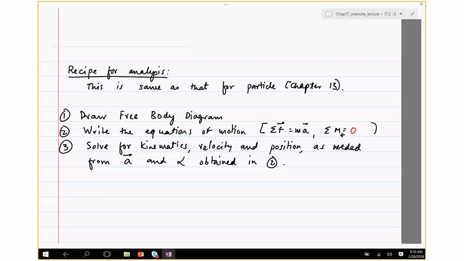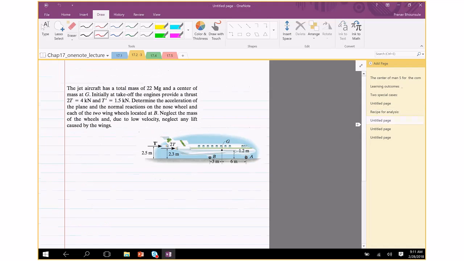And then finally, and this is optional, this step is optional. Sometimes you're asked to find velocity or angular velocities, in which case you got to take the equation, particularly this equation, and integrate that with respect to time, or sometimes displacement, to get velocity, position. Okay, so the same recipe, but rigid bodies.